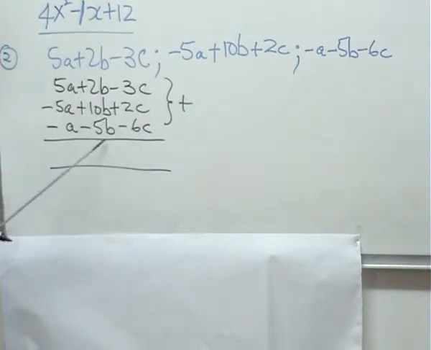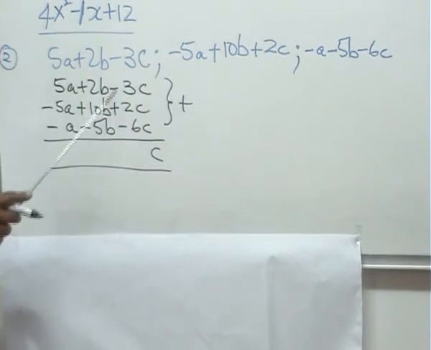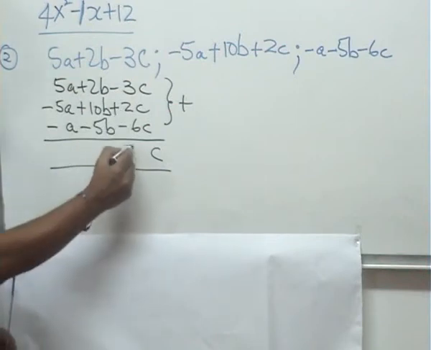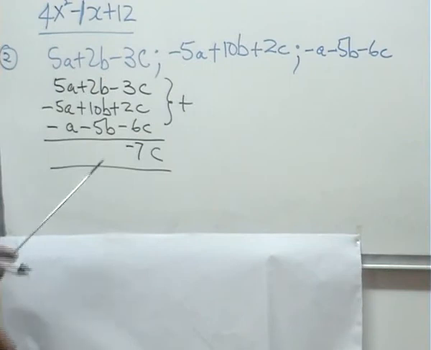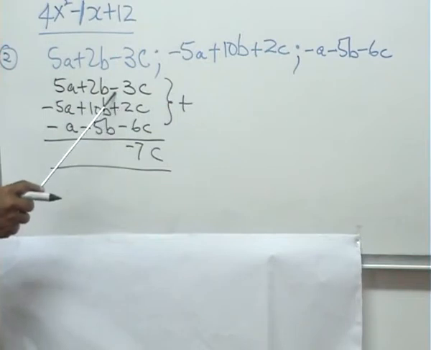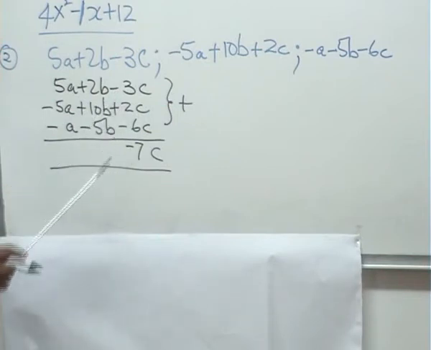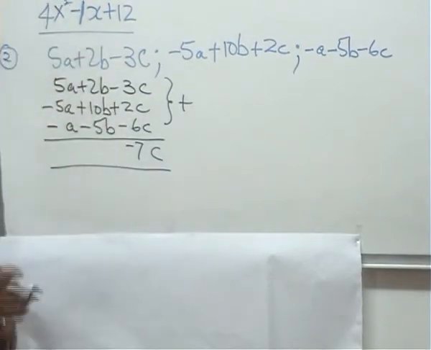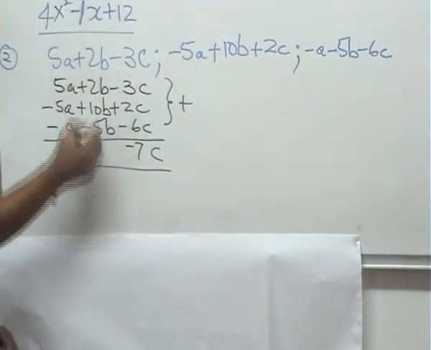So this is a column for C, this is a column for B, this is a column for A. So just write down C one time, and then you add minus 3 plus 2 will give you minus 1, minus 1 and minus 6 will give you minus 7. Or you can go from bottom up. Minus 6 plus 2 gives you minus 4, minus 4 and minus 3 gives you minus 7. It's nice to add down and then to re-add going up so that you can check your work.